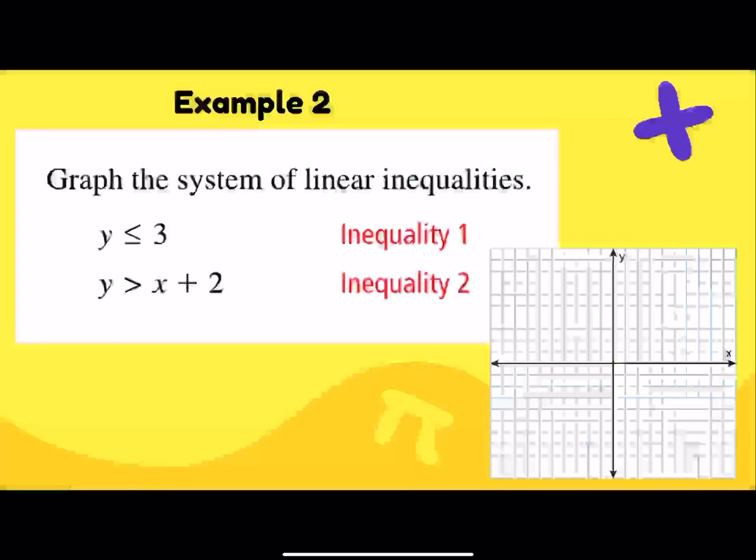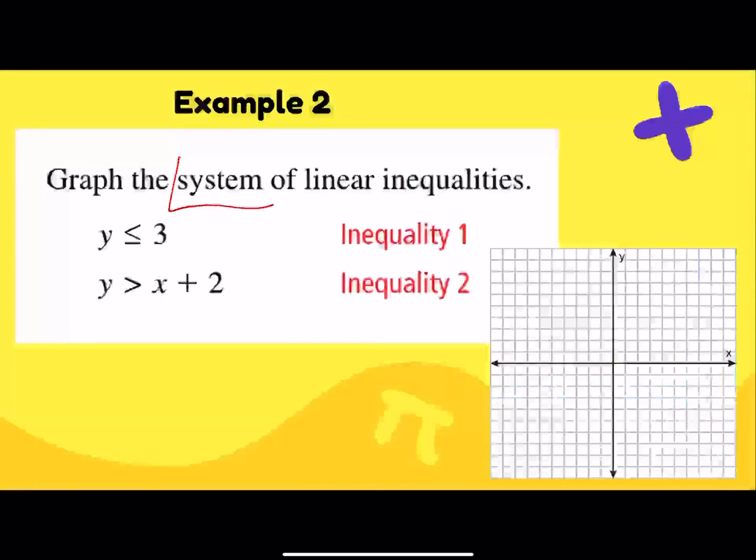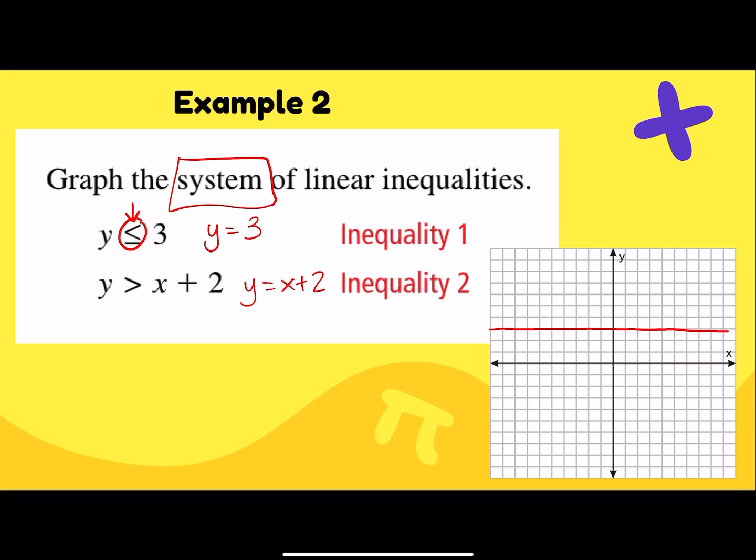Okay, example 2 says we're going to graph the system of linear inequalities. That just means we're going to graph more than one, and we're going to graph them in the same coordinate plane. I'm going to graph these just like this. Y equals 3 would be a horizontal line at 3, and this is less than or equal to, so I am going to do it with a solid line. And my shading is going to be under since it is less than or equal to.